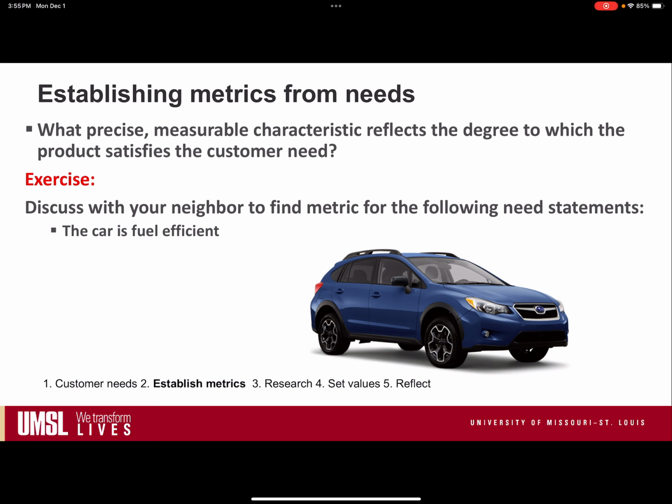We can put an MPG of 30 miles per gallon. We want it to be better than that. Where do we get that 30? From a sponsor, maybe from research that the customers want this. But some are a little bit more challenging.